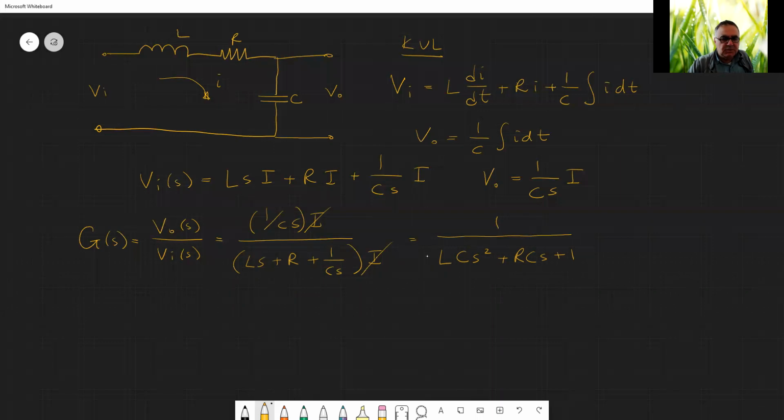So this system has LC and RC terms, as you see in it. These are the parameters. And this system is a little bit like a mechanical system, a second order mass spring damper system. Its transfer function is quite similar. Actually, it is an electrical analog of a mechanical mass spring damper system. Okay.